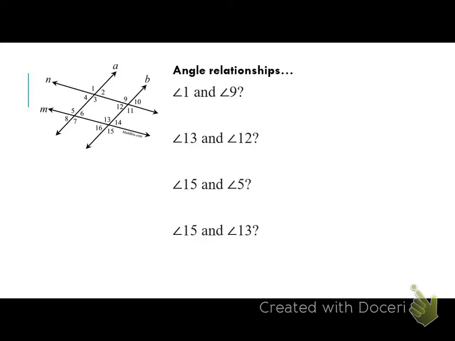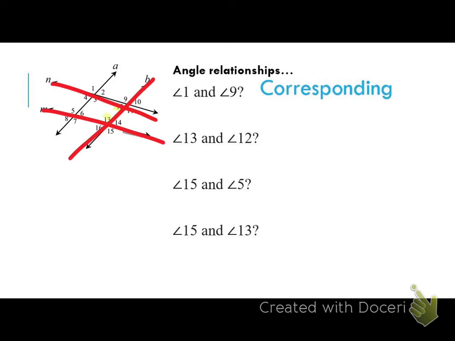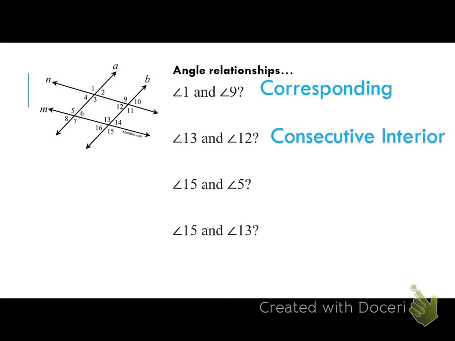It's a different picture, but the same idea. Identifying these angle relationships. So we got 1 and 9, corresponding. They're in the same spot at their intersections, both in the top left. We got 13 and 12. Consecutive interior. Inside of N and M, and on the same side of their transversal. 15 and 5. They're alternate exterior. Outside the double lines, on opposite sides of the transversal. And then last is 15 and 13. They are vertical. So don't turn the page, you're just going to write at the bottom.